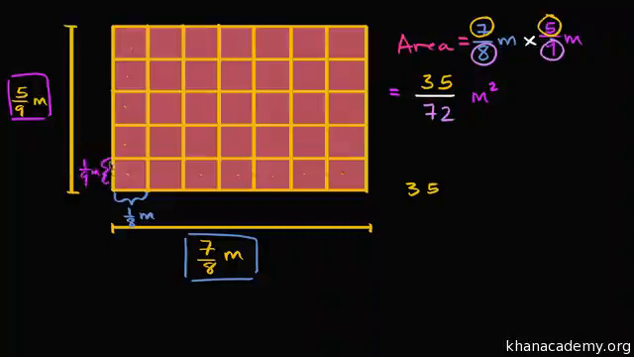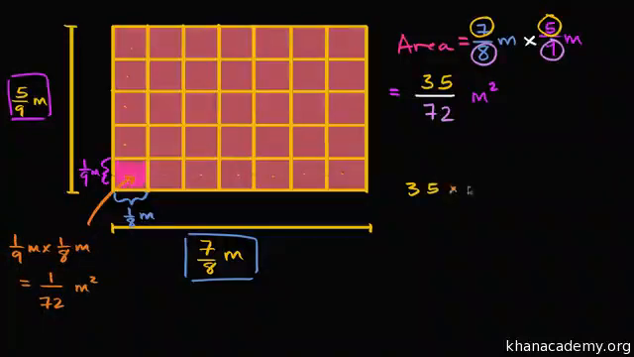So what's the area of just this one right over here? Well, it's going to be 1/9 of a meter times 1/8 of a meter, which is equal to 1 times 1 is 1, 9 times 8 is 72, and meters times meters is square meters. So the area of each of these 35 is 1/72 of a square meter.